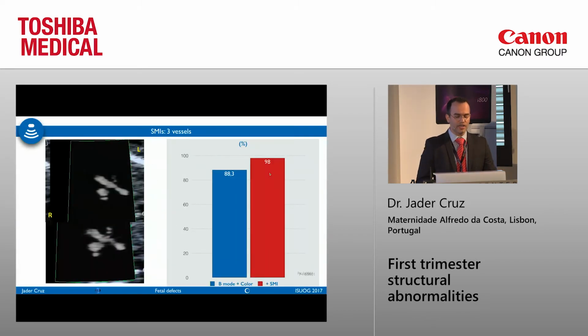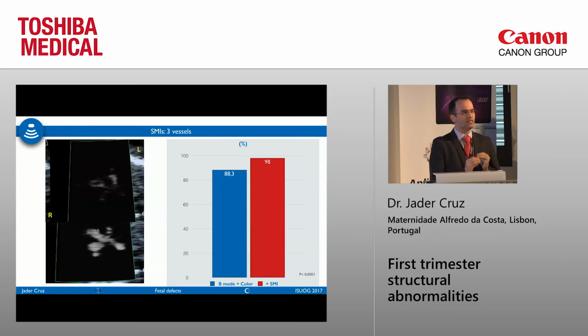Same goes for the three-vessel view. We found that if we don't use SMI, you see that 88% of the time, similar to the study I showed you before from France. But if you use SMI, you see that 98% of the time. Why is that? Because SMI better defines the Doppler area.